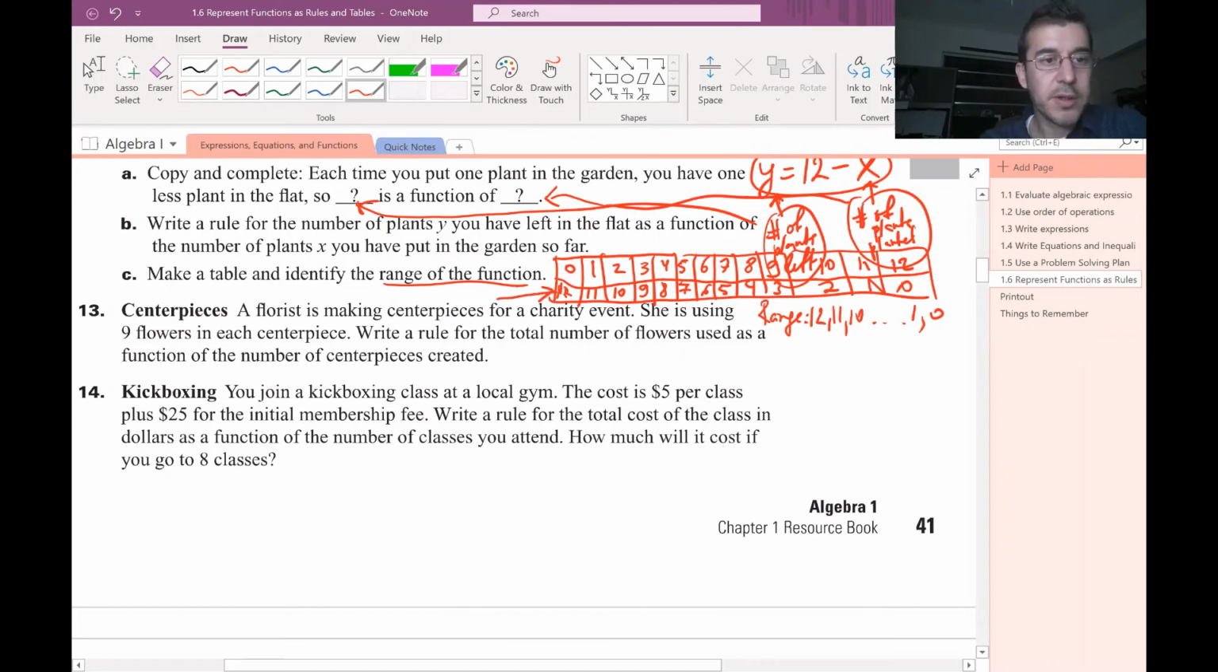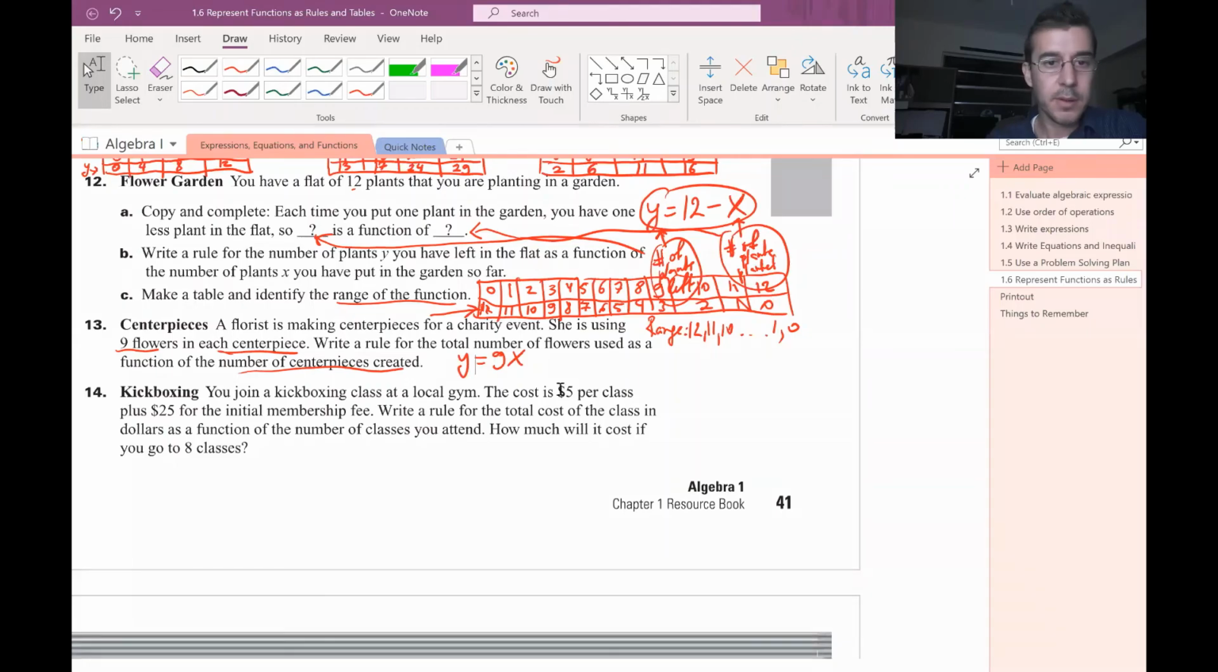Number 13, centerpieces. A florist is making centerpieces for a charity event. She's using 9 flowers in each centerpiece. Write a rule for the total number of flowers used as a function of the number of centerpieces created. So 9x or y equals 9x. So that was number 13. y equals 9x is the function.